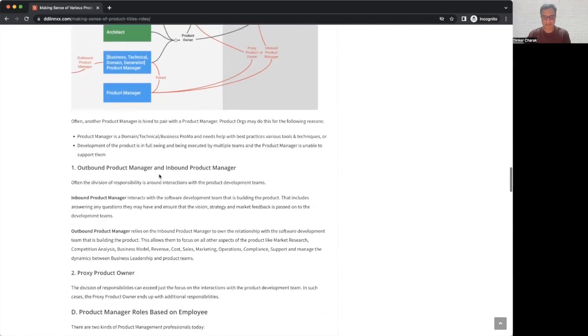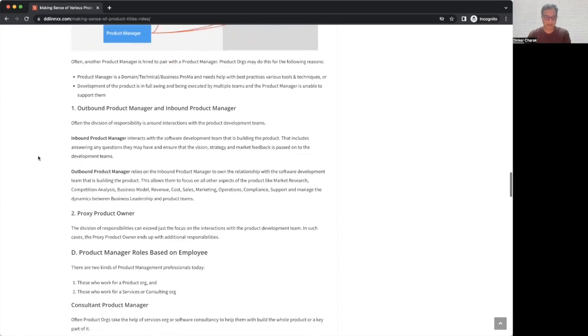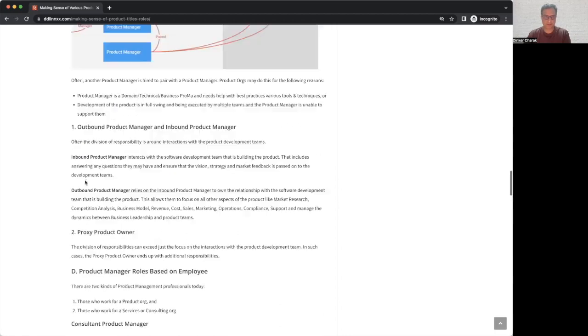So that's based on this responsibility of, if you draw a line that this is the boundary of the organization, everything that is related to the tasks and processes within the organization goes to the inbound product manager, and outside the organization, kind of outside looking, goes to the outbound product manager. And one more interesting role has started coming up, proxy PO.